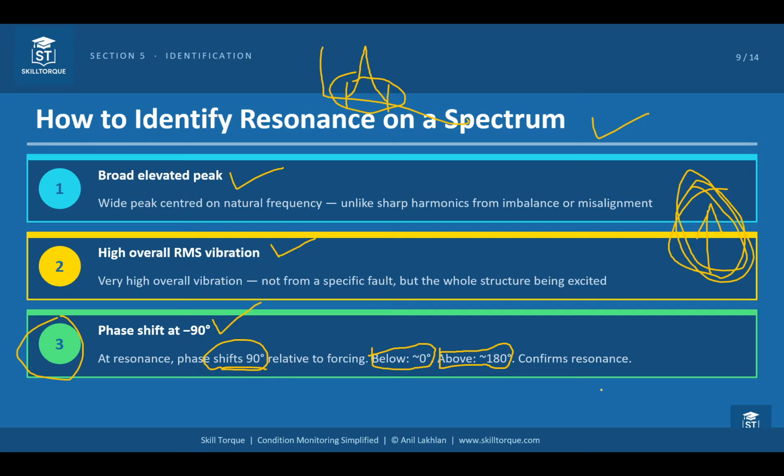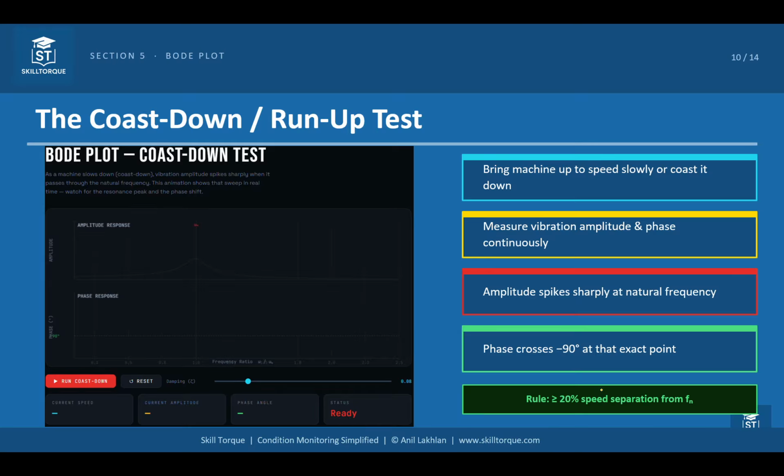So if you are doing any kind of test, let's say coast up, coast down, or run up, run down, the same test applies. You measure the vibration as the machine slows down, or as the machine is slowly picking up speed. You can watch the phase shift in real time as you pass through the natural frequency. So shortly we will now discuss this coast up coast down and run up run down test.